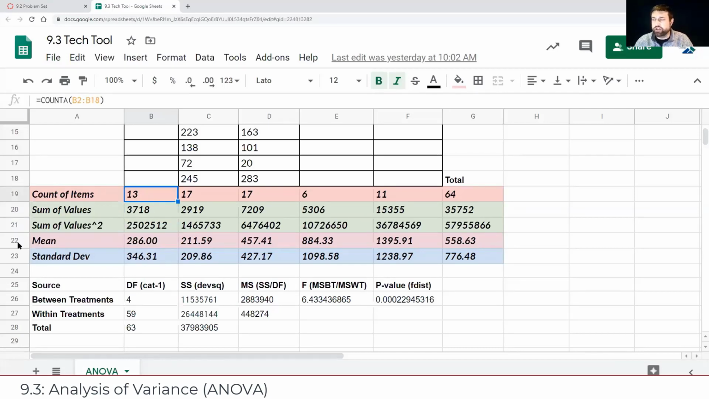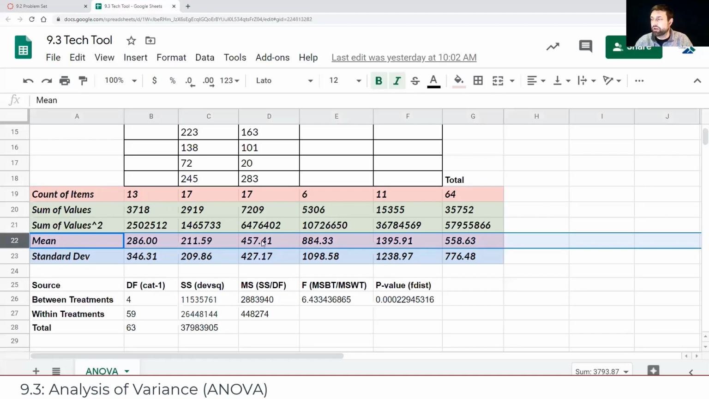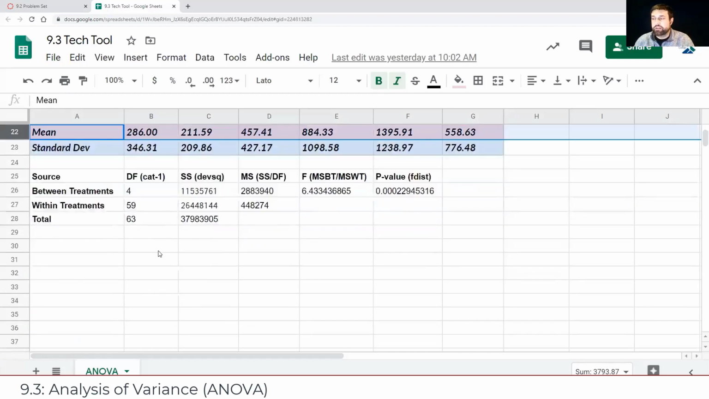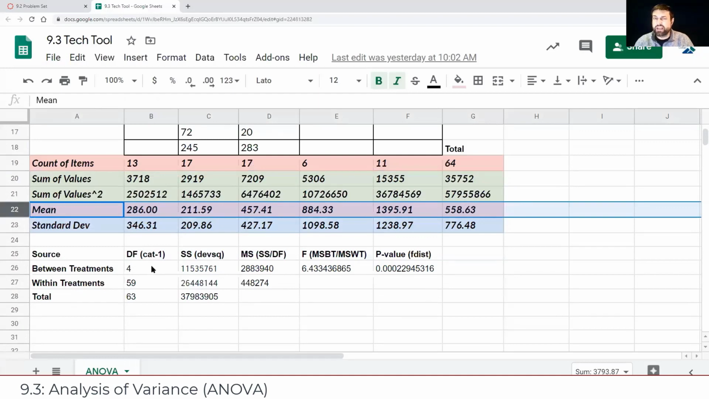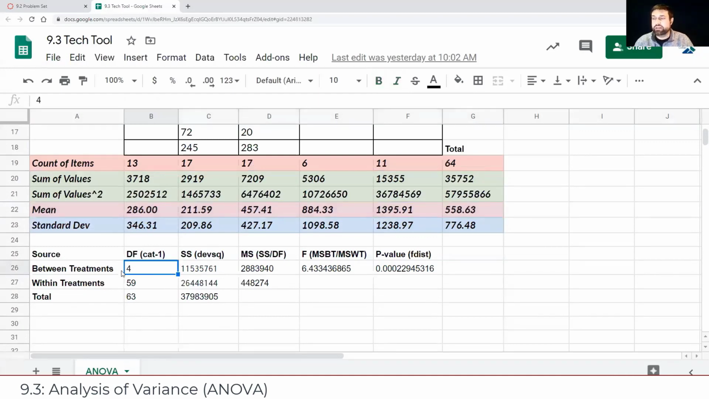Okay, so just looking at row 22, you can see that they're not all the same, right? These means are 286, 211, 457. So the means are all over the board. So we would expect that we're going to be able to reject this null hypothesis. That's kind of going into it, okay? So now that we've got this information, we get into the calculation. And again, these calculations are going to be kind of done for you. So this is the number of between treatments and the degrees of freedom.